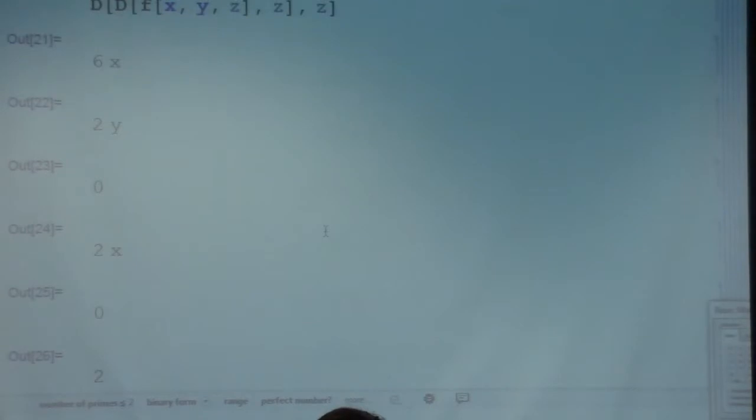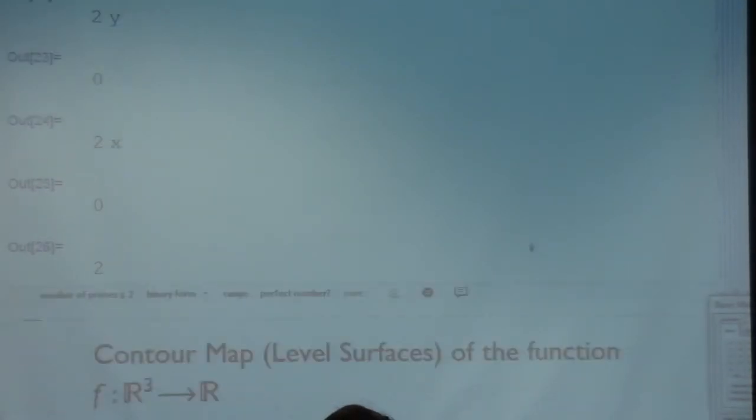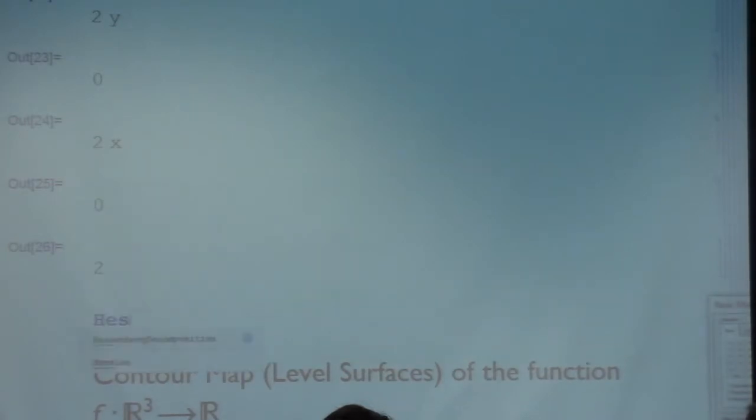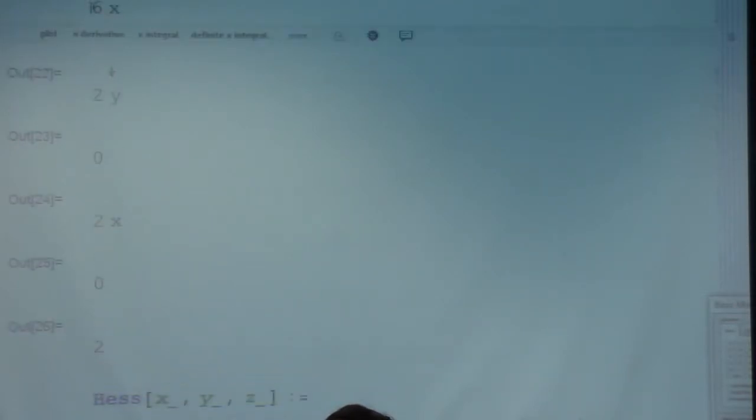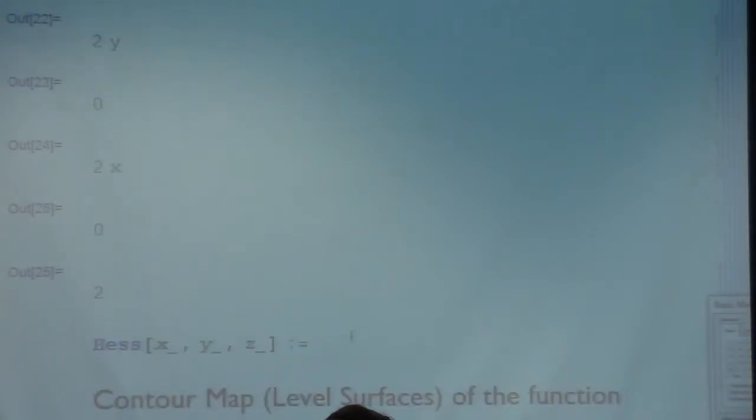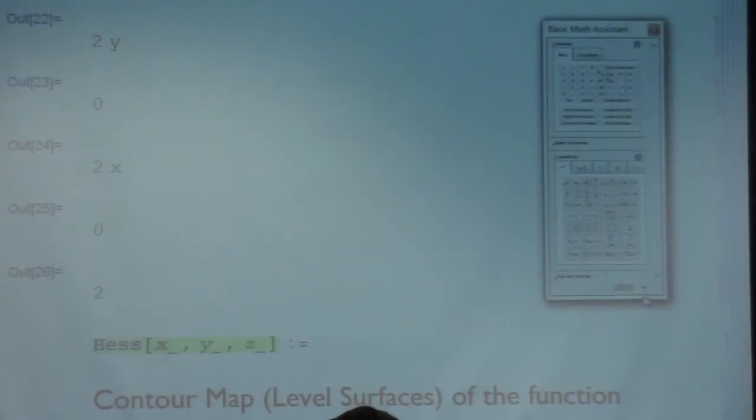These are the distinct second order partial derivatives. Let's create the Hessian matrix now. Let's go ahead and call it just Hess of x, y, z. In general, it will also depend on z, but we don't have any z's in these second partials, so we won't see any z's in the matrix. You can get the matrix into Mathematica with the basic math assistant here.